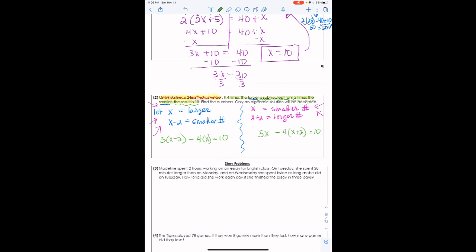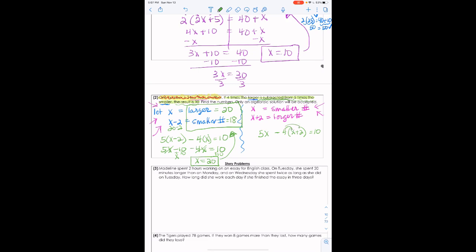All right, so I'm just going to go ahead and solve this one. I'm going to distribute. And I'm going to get x, because 5x minus 4x is x. And I'm going to add 10 to both sides, and I'm going to get that x is equal to 20. Now remember, it doesn't mean I'm done. I'm going to come up here. The larger number, therefore, is 20. And 20 minus 2 is going to give me a smaller number of 18, which is my final answer.